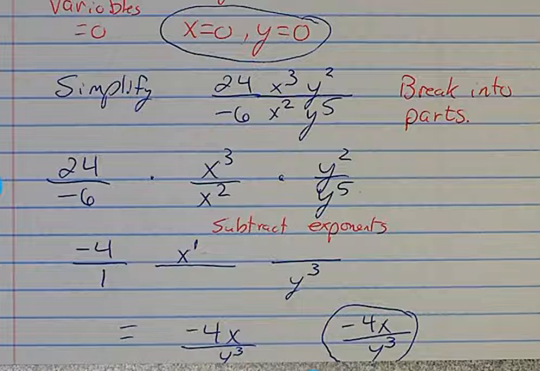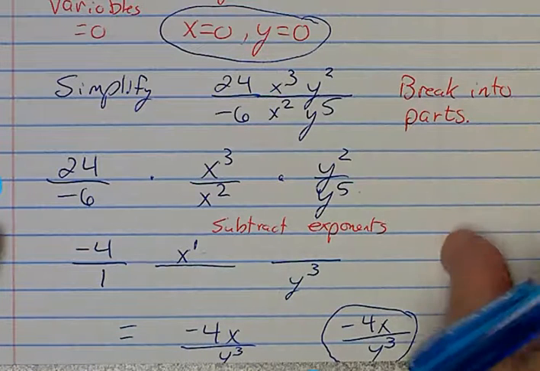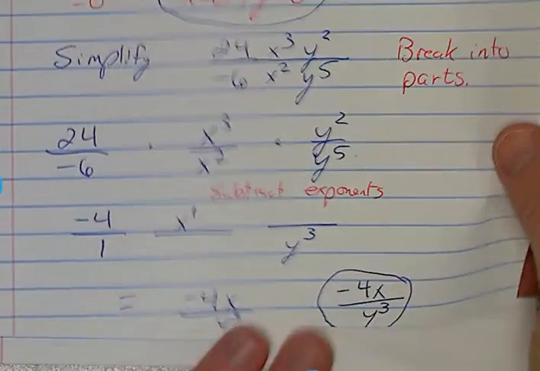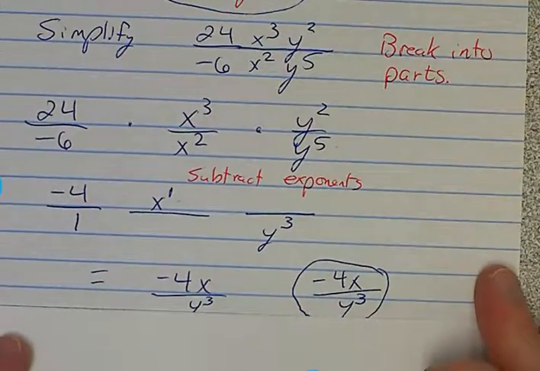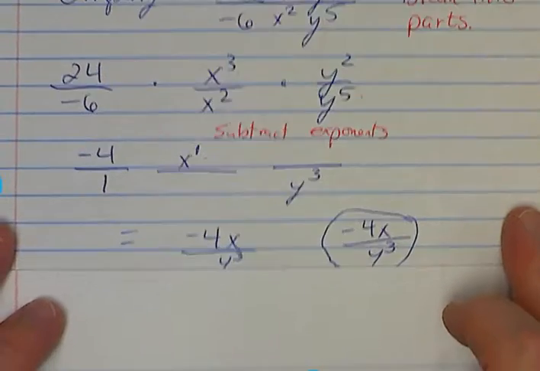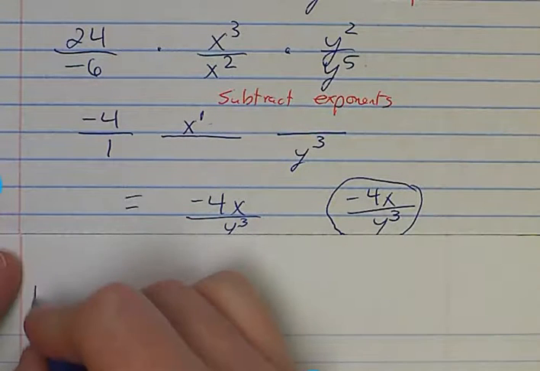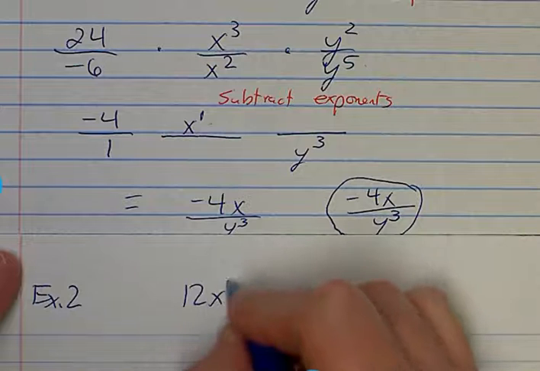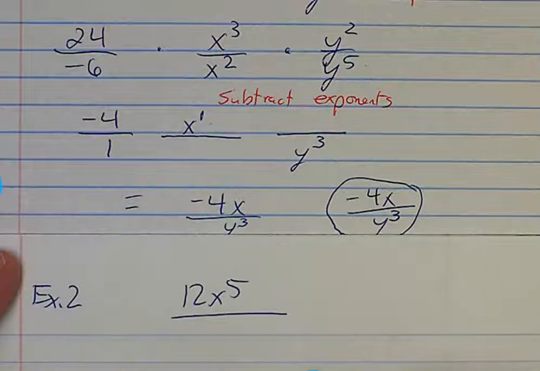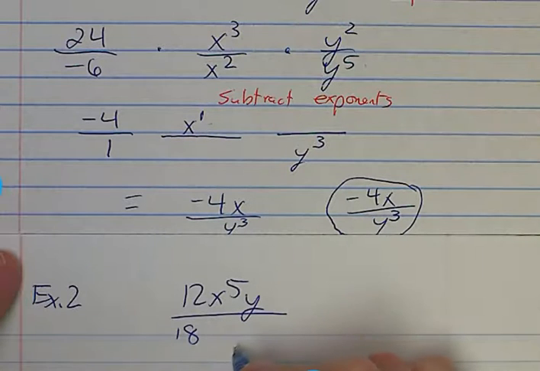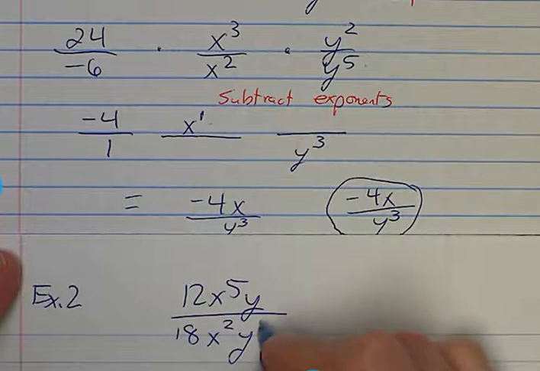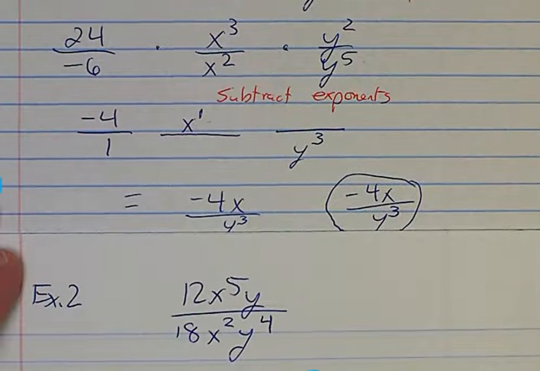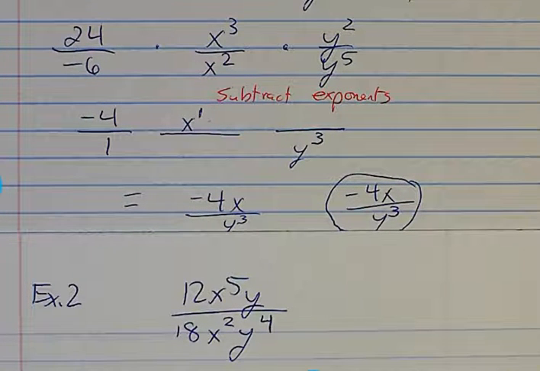Let's get you one more of those, and then we'll be done. Okay, so for this one, we'll go 12x to the fifth y, then 18x squared y to the fourth.